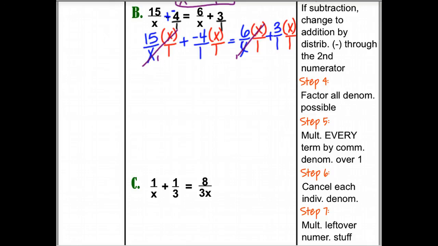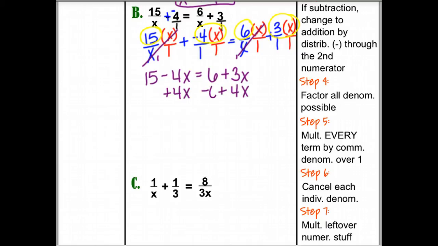Here, I'm going to circle what I've got left to make my life easier. So I see that I've got 15 minus 4x is equal to 6 plus 3x. So then I can go ahead and solve. I'm going to add 4x to both sides.